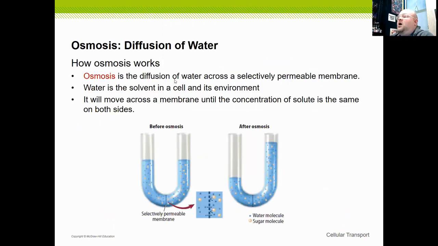It's the diffusion of water. So if you know what diffusion is, you already know what osmosis is. But osmosis is only talking about water. So when you have a membrane that's permeable, meaning things can go through it, and water goes through it, that is osmosis. We would call water the solvent, and it moves across the membrane until the concentration of the solute is the same on both sides.